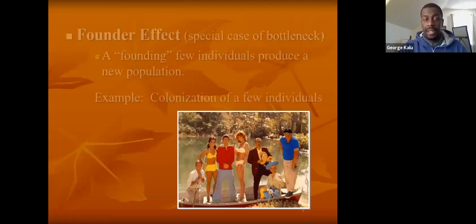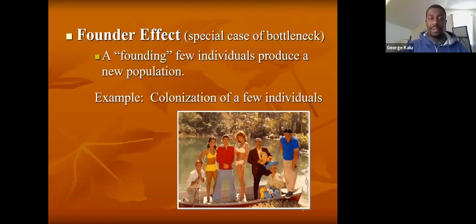Okay. There's another type of genetic drift, and this is a special case of bottlenecking, and this is called the founder effect. The founder effect is where you essentially have individuals of one population. You have a subset of those individuals leaving, okay, to now start a new population in another area. Okay. So they produce a new population. Okay. So those individuals who leave, yeah, Gilligan's Island, basically. Those individuals that leave and colonize a new area are now considered the founders.